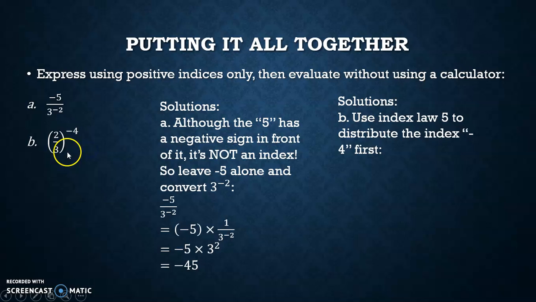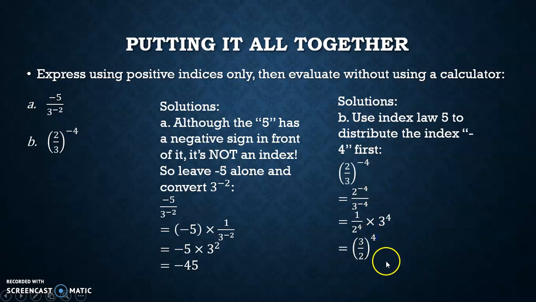For b, use index law 5 to distribute the negative 4 first. So that would equal that. And then, again, if you have a negative power, it means if you are on the numerator, you have to go to the denominator. If you were on the denominator, you have to go up. So upstairs come down, downstairs go up. Then you have that.